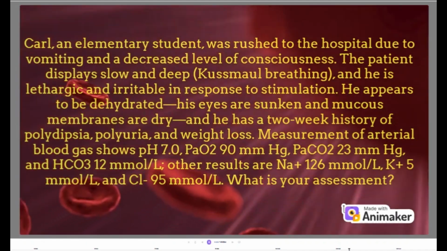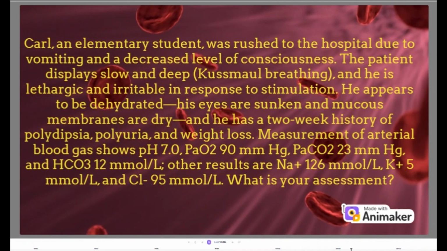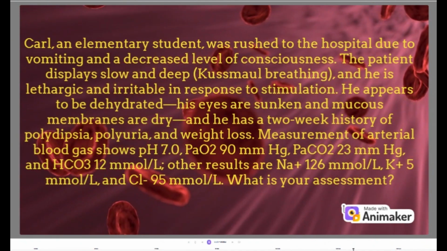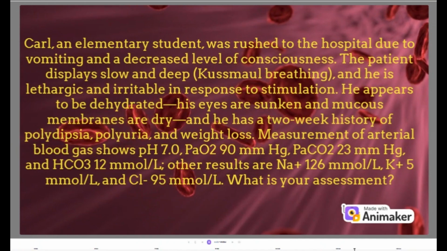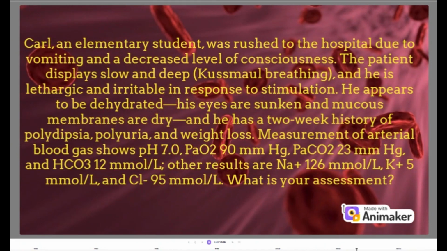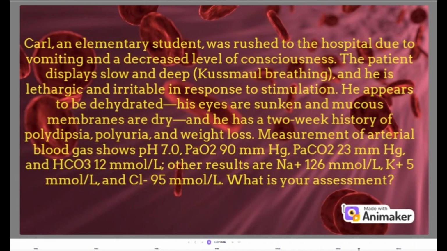Carl, an elementary student, was rushed to the hospital due to vomiting and a decreased level of consciousness. The patient displays slow and deep, Kussmaul breathing, and he is lethargic and irritable in response to stimulation. He appears to be dehydrated, his eyes are sunken and mucous membranes are dry, and he has a 2-week history of polydipsia, polyuria, and weight loss.